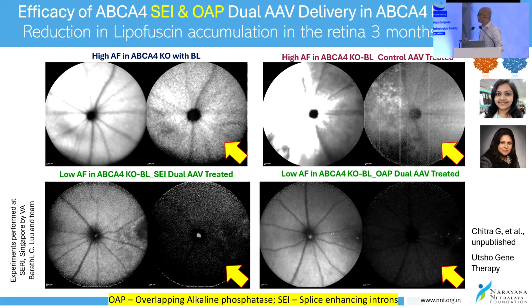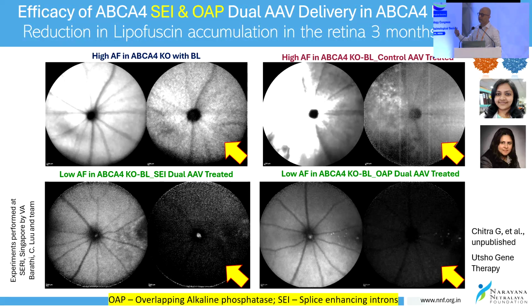When you use these two, this is your control AAV treatment, where you only have one half of the gene, because you are using the dual hybrid vector. In these two, one is the splice enhancing introns and the other is the overlapping alkaline phosphatase sequence. You can see a very good reduction in the autofluorescence compared to your wild type as well as your control group. This clearly shows the dual vector strategy actually applies and works very well in the system.